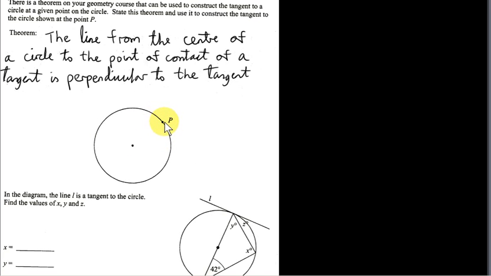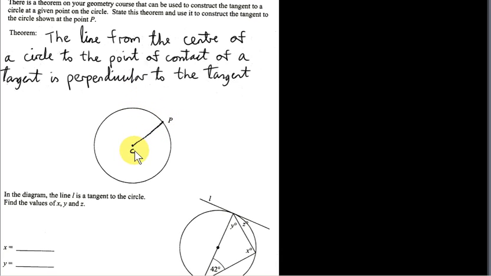So if we want to construct a tangent to the circle at the point P, well, we could imagine trying to draw it just by placing a ruler so that we can draw a line that just touches the circle at this point. Well, that's not a very good way of doing it. We need to use the theorem. What we should do is draw a straight line from the center of the circle to the point P. And then we need to draw a line that's perpendicular to this radius CP at the point P.